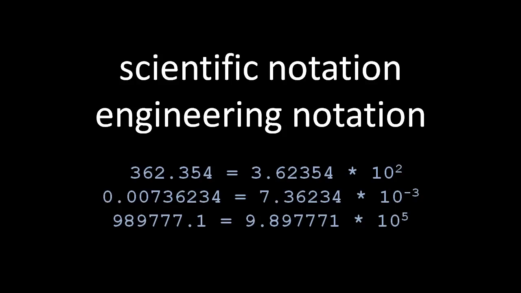So, for instance, the value 362.354, expressed in scientific notation, has the significand 3.62354 multiplied by 10 raised to the second power. When you multiply a number by its number base raised to the second power, the radix point effectively moves two places over to the right. Conversely, when you multiply a number by its number base raised to a negative power, the radix point effectively moves that number of places to the left. So 0.00736234, expressed in scientific notation, is 7.36234 multiplied by 10 raised to the negative third, because the radix point effectively moves three places over to the left.